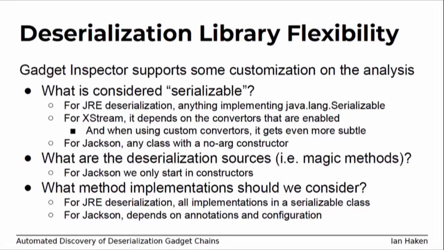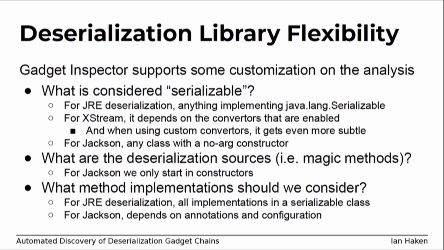So one of the things that I mentioned at the top of this talk that was really important to me is that there's a lot of different libraries now where we know there's serialization vulnerabilities. And as part of this analysis, I mentioned a few times that there's things like known entry points that we want to start with, or we consider any class that's serializable to have a method we can jump to. So all those things are parameterizable in this analysis.